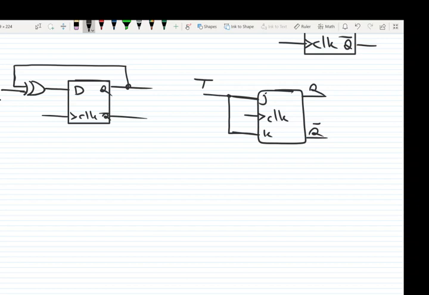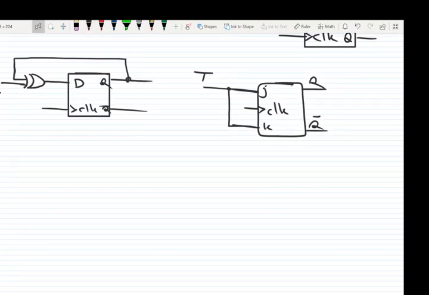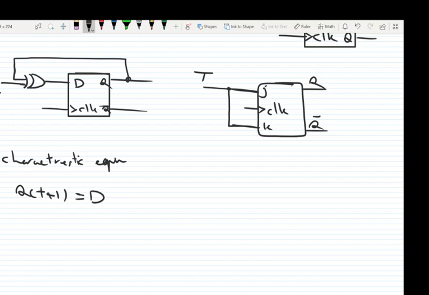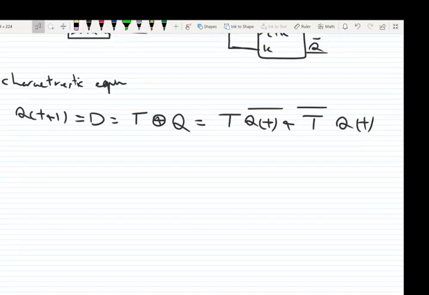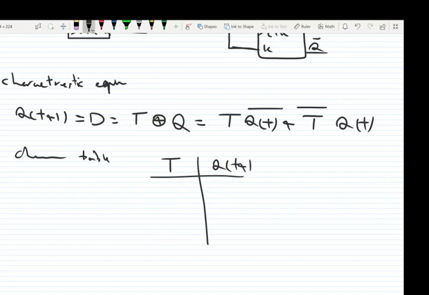So if we try to find the characteristic equation of this flip-flop, we can see that Q(t+1) is equal to D, which is equal to T XOR Q, or T Q(t) bar plus T bar Q(t). So this is the characteristic equation, and the characteristic table has one input T and one output Q(t+1).